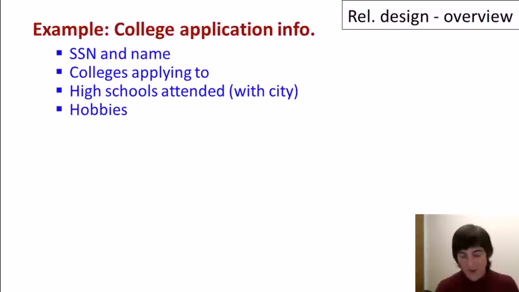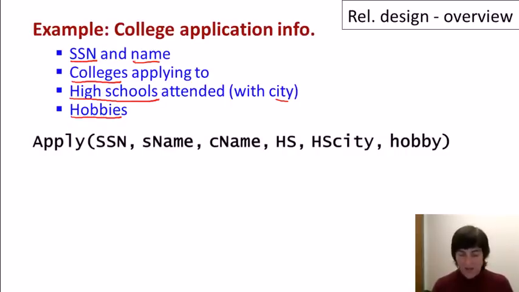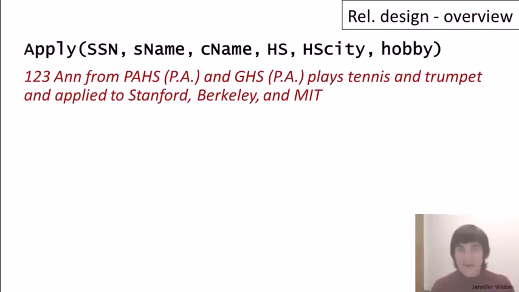So let's consider the process of designing the schema for our database about students applying to colleges. Specifically, for a given student, let's suppose we have their social security number and their name, the colleges that student is applying to, the high schools they attended and what city those high schools were in, and the student's hobbies. So if that's what we want, we can create a single relation called apply that has one attribute for each of those pieces of information. Now let's take a look at how that database would be populated.